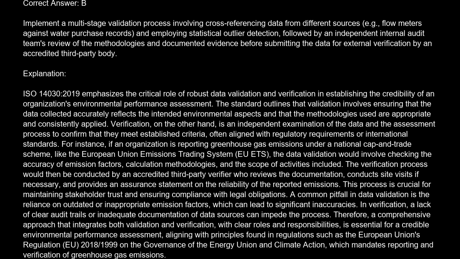A common pitfall in data validation is the reliance on outdated or inappropriate emission factors, which can lead to significant inaccuracies. In verification, a lack of clear audit trails or inadequate documentation of data sources can impede the process. Therefore, a comprehensive approach that integrates both validation and verification, with clear roles and responsibilities, is essential for a credible environmental performance assessment, aligning with principles found in regulations such as the European Union's Regulation, EU 2018/1999, on the governance of the Energy Union and climate action, which mandates reporting and verification of greenhouse gas emissions.